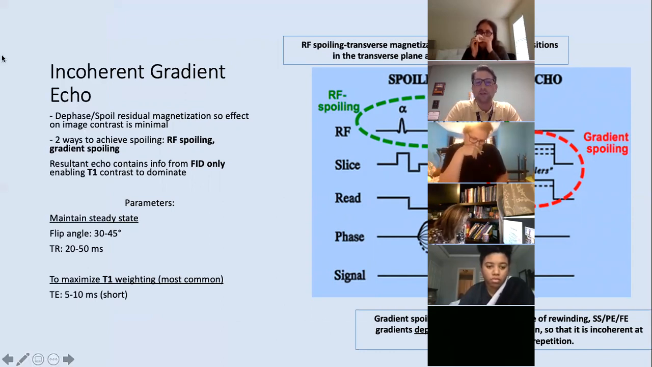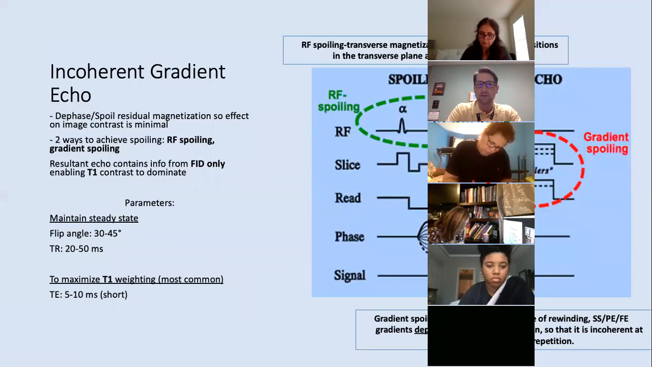So what we're going to do here is dephase or spoil, get rid of, that's what spoiling means, just get rid of the residual magnetization. So it has no effect on our image contrast or image weighting.